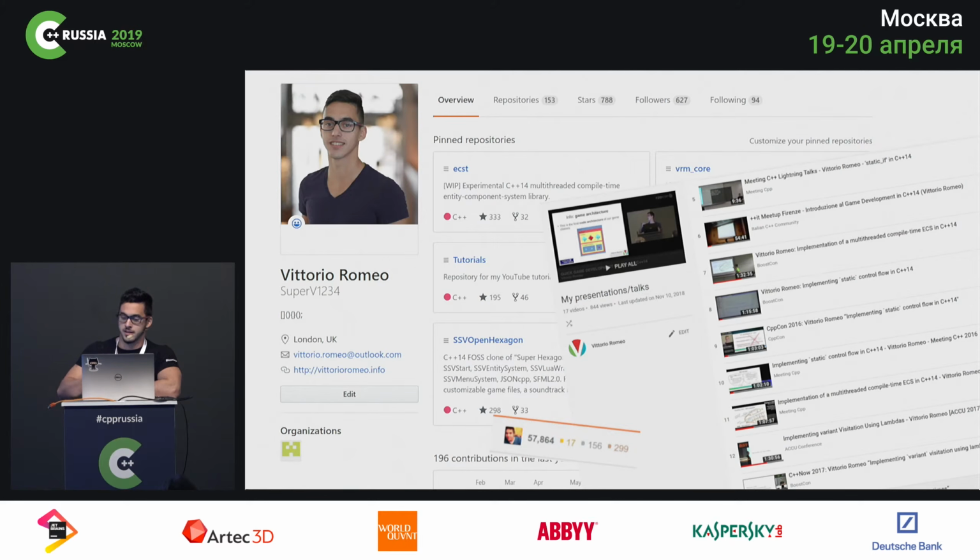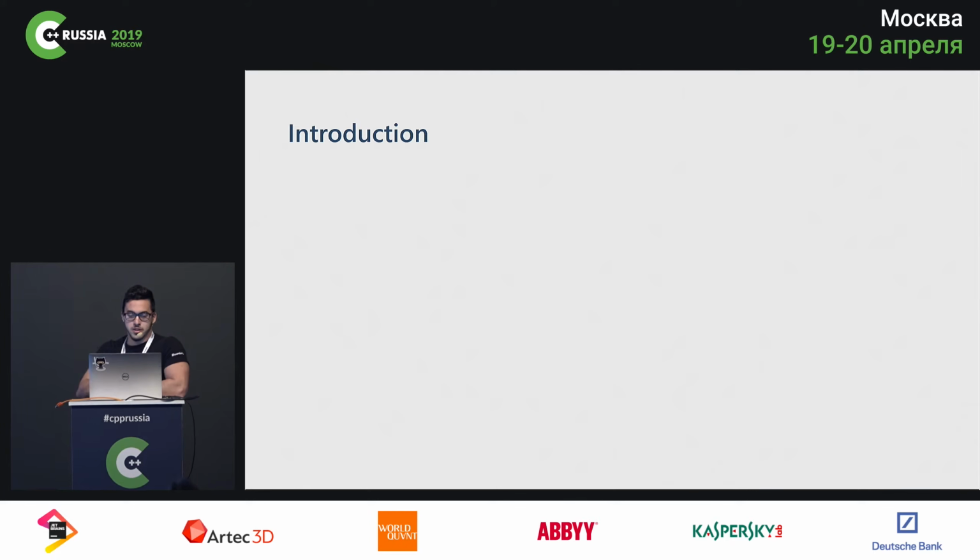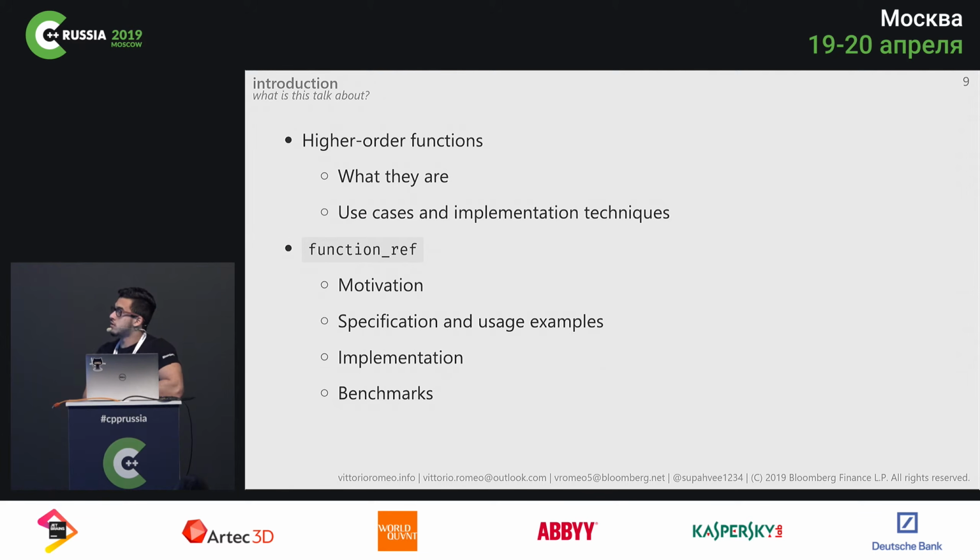It's like a drug. OK, so today we're going to talk about higher-order functions, what they are, and how we can use them to solve some of our problems. And then the second half of the talk will be about this proposal I have for the standards committee, which is function_ref. It's a new utility that's useful when implementing higher-order functions, and we're going to see how to use it and how it differs from, for example, std::function.